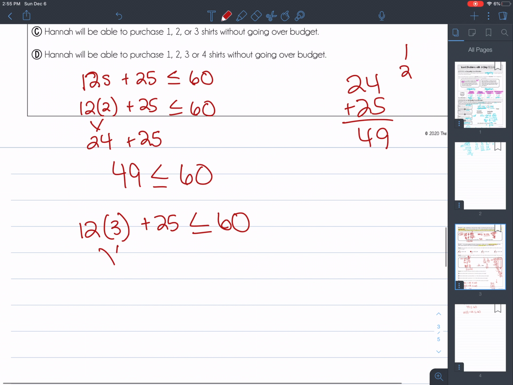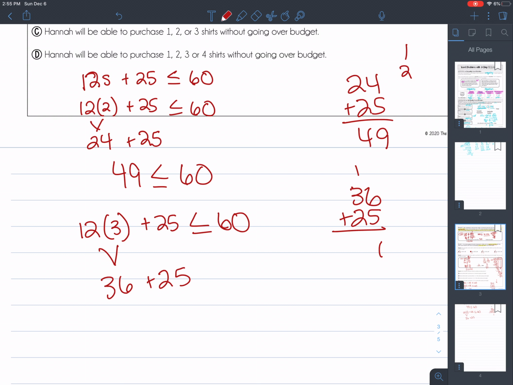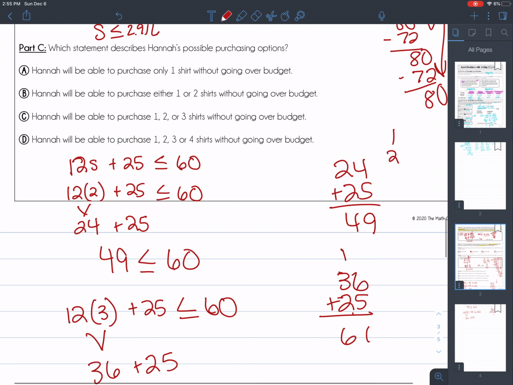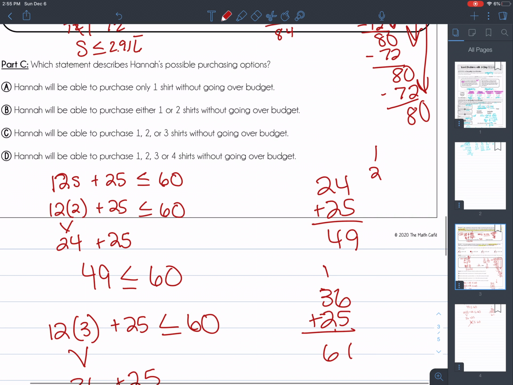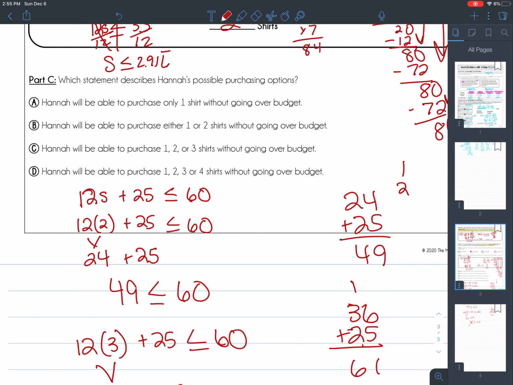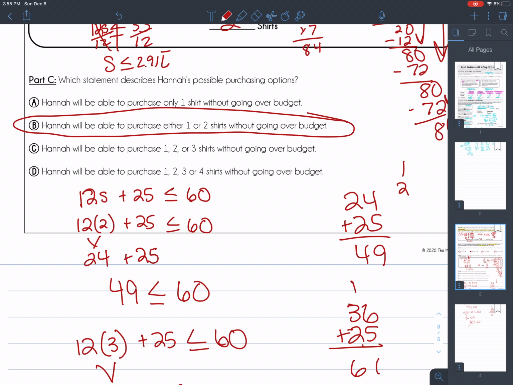12 times 3 is 36. And 36 plus the $25 jeans, 3, 4, 5, 6, is $61. Is 61 less than or equal to 60? No. So she can buy 1 shirt, she can buy 2 shirts. She cannot buy 3 shirts, or she'll be going over the budget. So Hannah can buy 1 or 2 shirts without going over budget. Certainly she can't buy 4 if she can't buy 3.